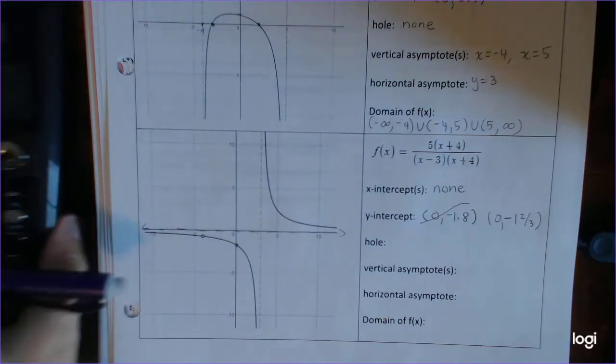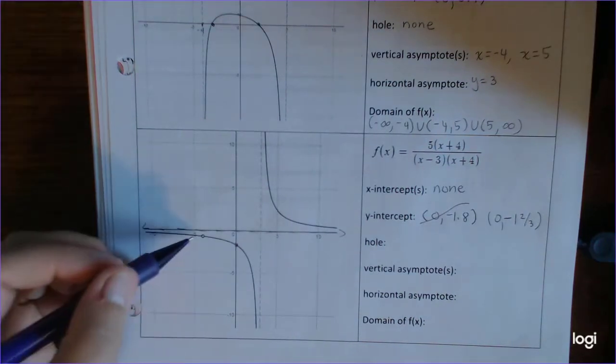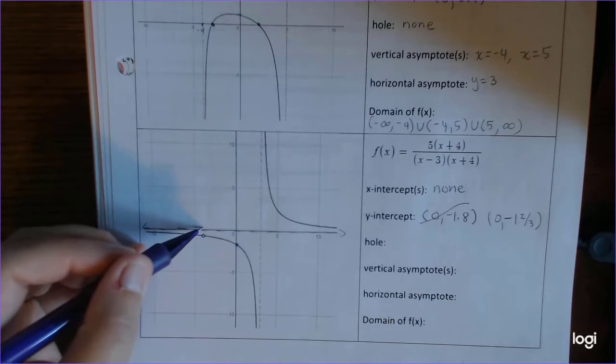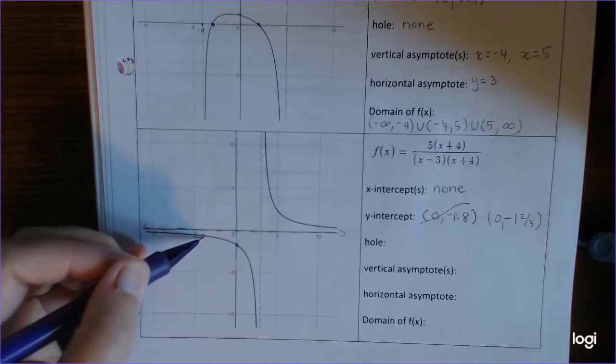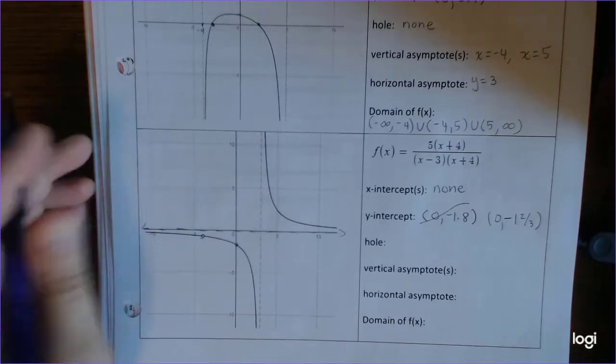Alright, let's see if we can find a hole. It seems like there's a hole there when x is negative 4 and y is not quite negative 1.